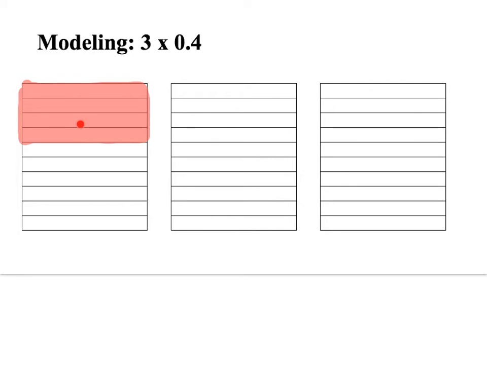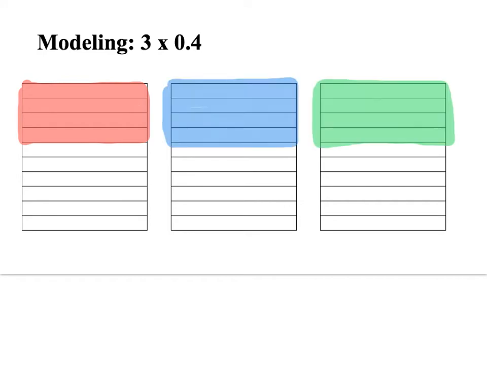Now I'm going to duplicate that for a second time and then a third so that I have 3 groups of 4/10. Now you can see I have 4/10, a second group of 4/10, and a third group of 4/10. So I have 3 groupings of 4/10. If I were to count these out, you would see that you have 1, 2, 3, 4, 5, 6, 7, 8, 9, 10, 11, 12. I have 12 groups of tenths.